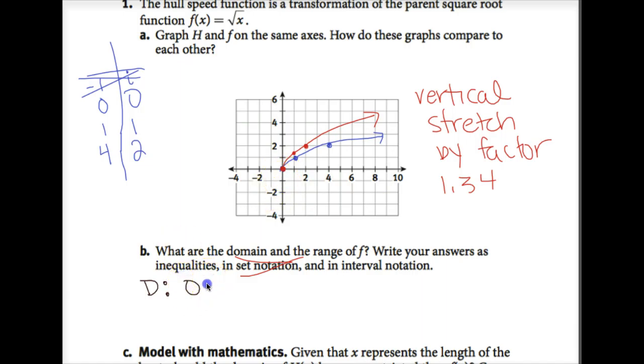So in inequality notation, it starts at 0 and then continues on forever. So between 0 and infinity, that's inequality notation. If we're using interval notation, 0 to infinity, including the 0. The range, the y values, also start at 0 and get bigger. So same thing.